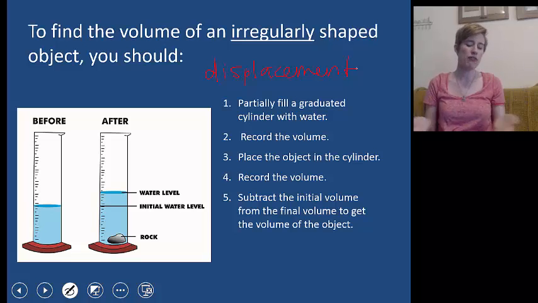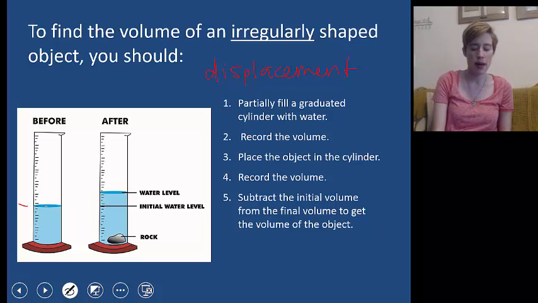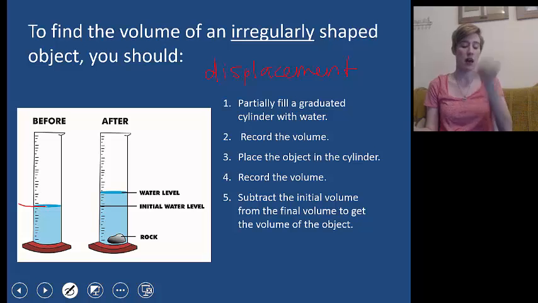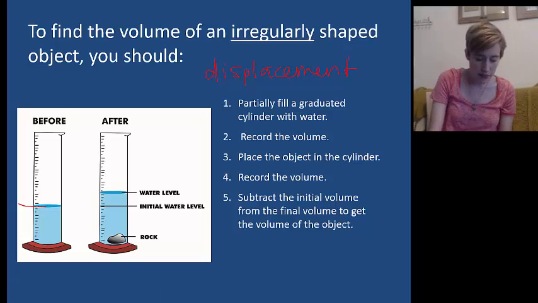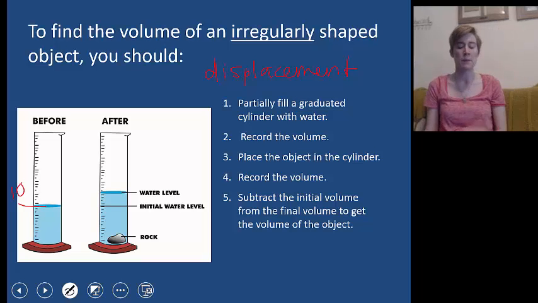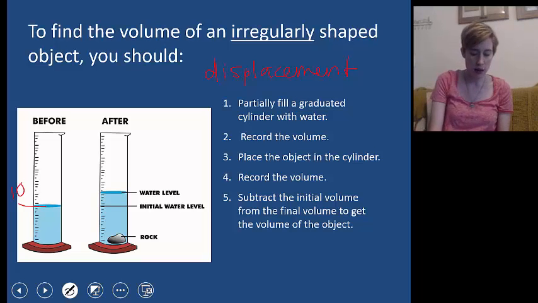So you start by filling up a graduated cylinder with a random amount of water. Doesn't matter how much is in there before, as long as it can cover your object. So let's say we have 10 milliliters of water in here before. Then I drop in my irregularly shaped object, and now I'm at 13 milliliters.